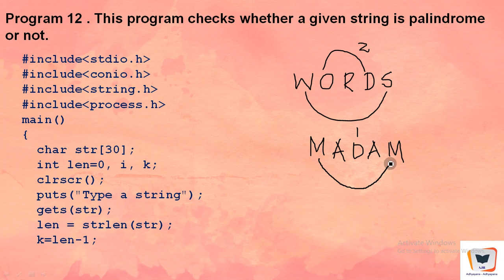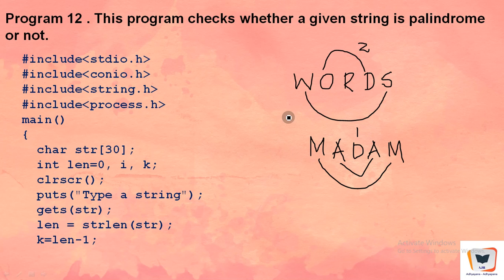This is equal to this, and the central one remains as it is. So when we compare the characters, starting character with the last character, then the next character from the front with the next character from behind, like this we need to execute the loop only n by 2 number of times, where n is the length of the string, not including the null character.